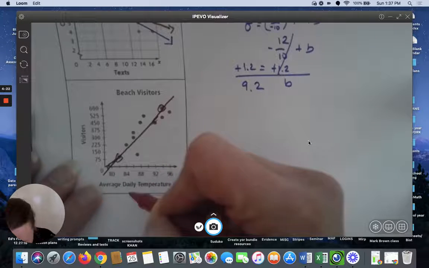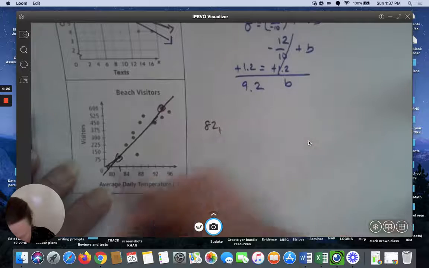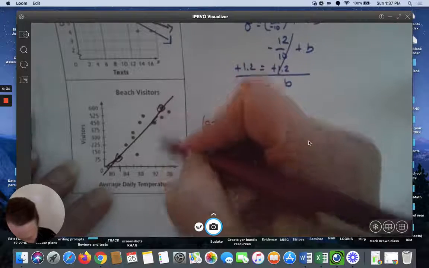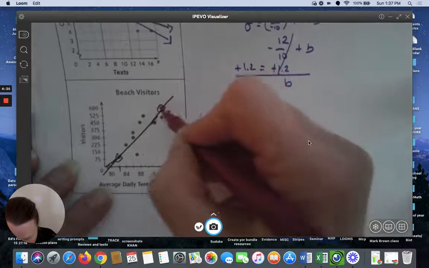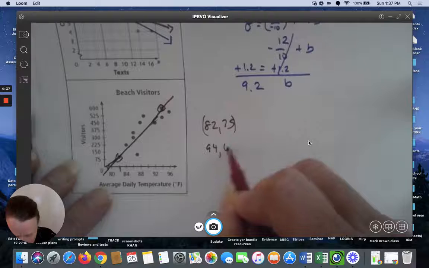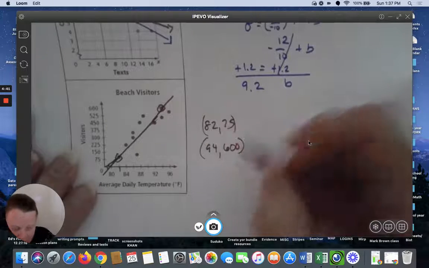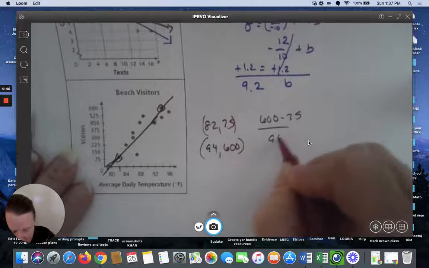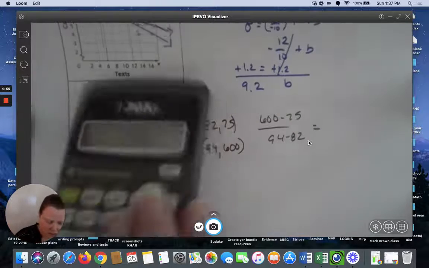So I'm pretty close to where I need to be. And so this one we're going to estimate. It looks like it's at 82. And this one is at 75. And then this one up here would be at 94. And then if I go across here, it looks like it's at 600. So again, I'm going to start from the very beginning and find the slope. That would be 600 minus 75 and 94 minus 82. And we'll work that out so that we can get a correct answer.